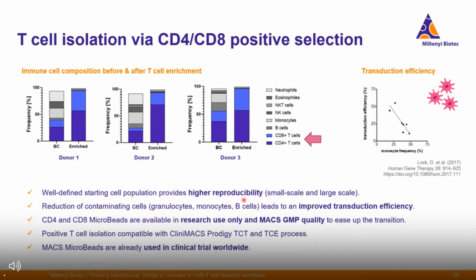Besides the higher reproducibility and the improved transduction efficiency, if we remember the considerations, the CD4, CD8 microbeads are available in research grade as well as in MAX GMP quality. The positive isolation is compatible with the CliniMACS Prodigy T-cell transduction and TCE process for the T-cell electroporation, and our MAX microbeads are already used in clinical trials worldwide.